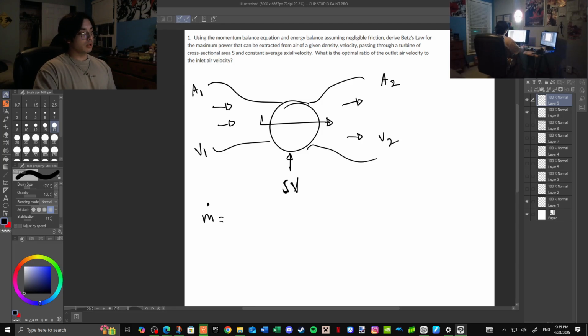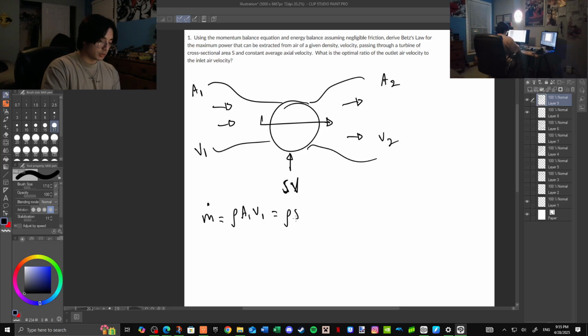And so you have the density of air, which is given by rho, times A1 V1, which is the mass flow rate of this area. The mass flow rate of the middle area with the wind turbine is going to be rho S V. This is going to be equal to air density times the cross-sectional area A2 times the velocity going outwards.